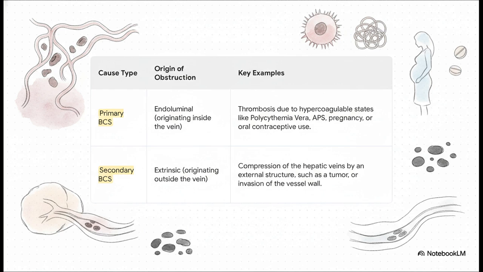Think of it this way. Secondary BCS is when something outside the vessel, like a tumor, is physically squeezing the pipe shut from the outside. Primary BCS, which is actually more common, is when the problem originates inside the vessel, like a clog in the pipe. And this is almost always driven by some underlying hypercoagulable state.